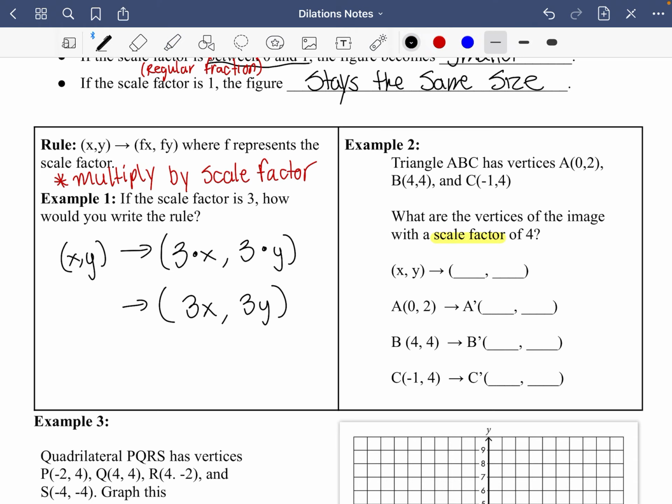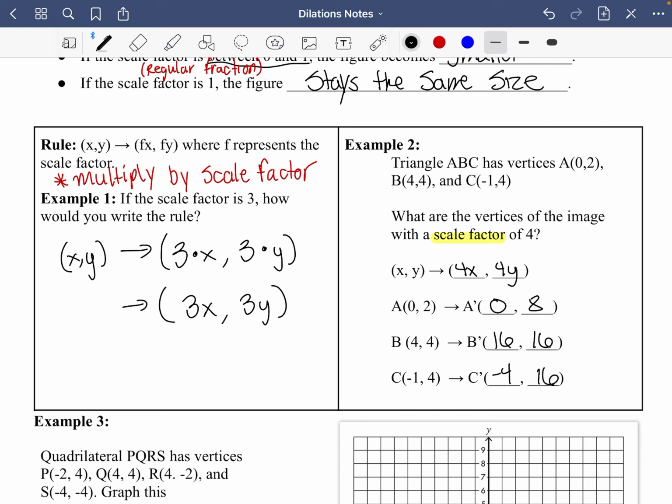Scale factor of 4. So the rule is going to tell us that we do 4 times x and then 4 times y for all points. The first point they gave us was (0, 2). If I multiply all that by 4, 4 times 0 is still 0. 4 times 2 is 8. 4 times 4 is 16. And 4 times 4 again is 16. Negative 1 times 4 gives me negative 4. And 4 times 4 again gives me 16.